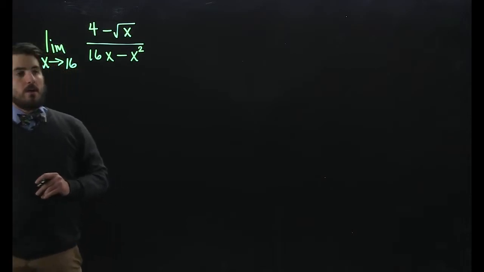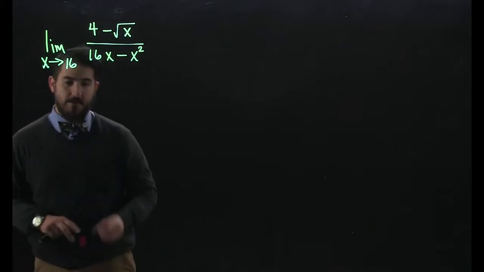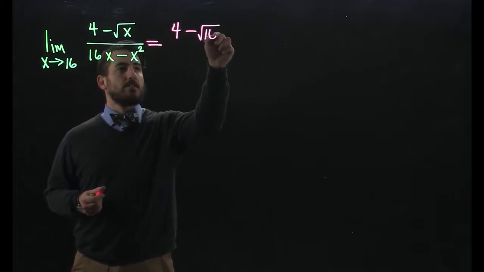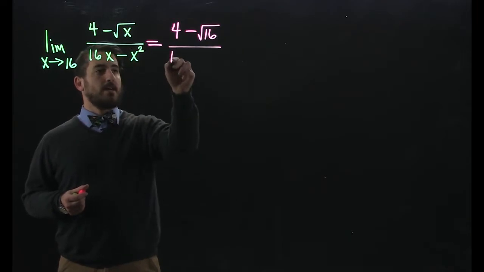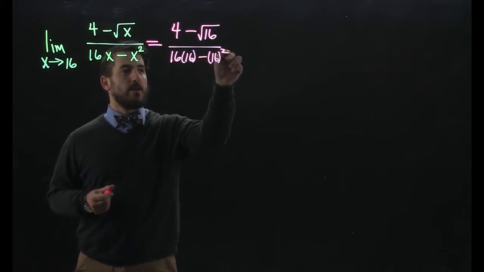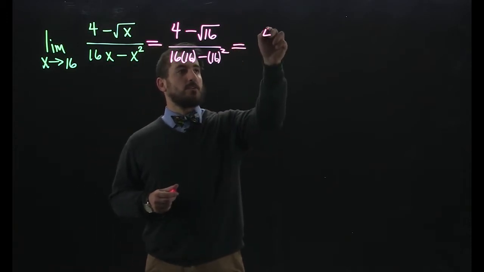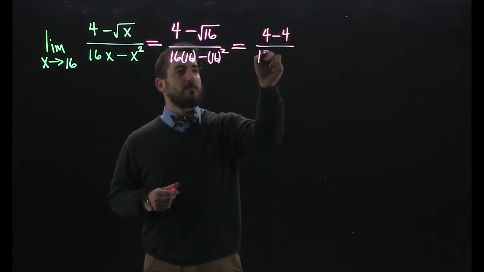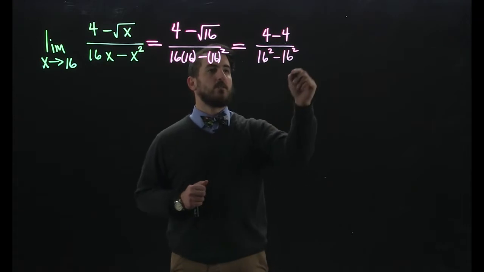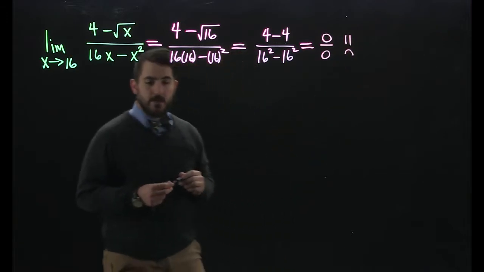So, if we were to plug in 16 into this, what will happen? Let's take a look. This would become 4 minus the square root of 16 divided by 16 times 16 minus 16 squared. The square root of 16 is 4, so we get 4 minus 4 divided by 16 squared minus 16 squared, since 16 times 16 is 16 squared. And so then we get 0 over 0, which is no good.